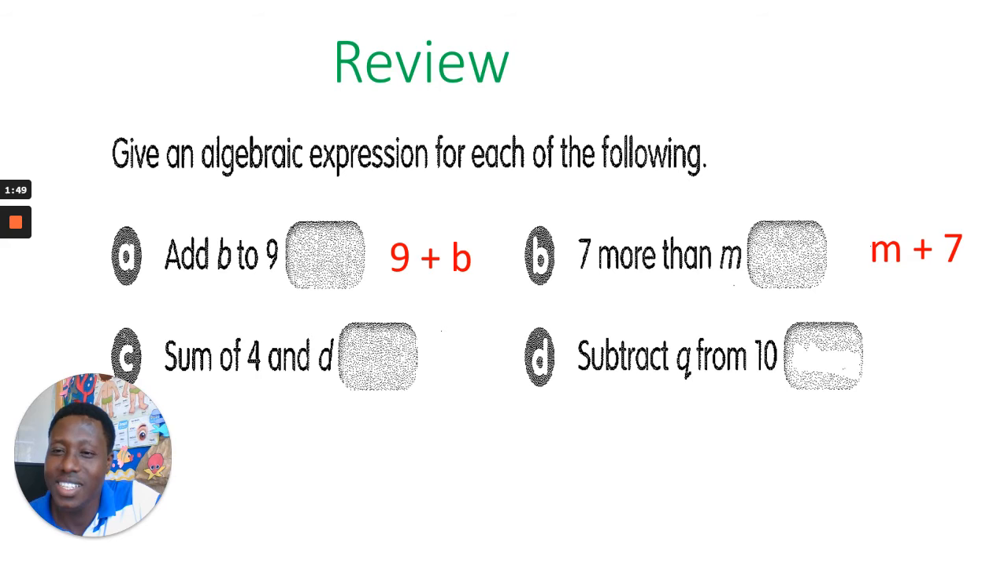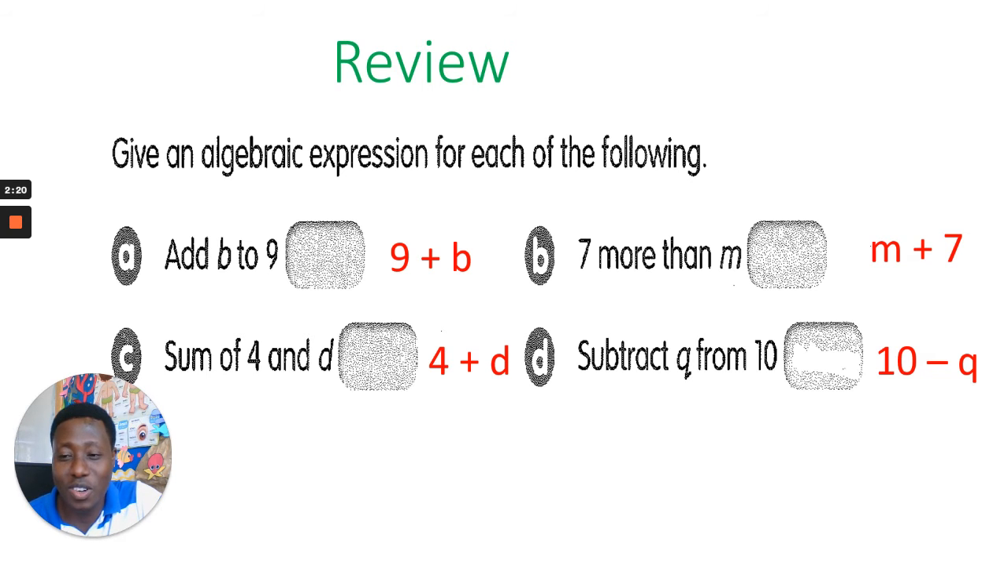Sum of. Another English word. Add, more than, sum of. Sum of 4 and d is 4 plus d. Okay? Good. Let's subtract q from 10. Q from 10. So which one do we write first? 10 minus q. Don't say q minus 10. No. 10 minus q. So that is a review of what we did.